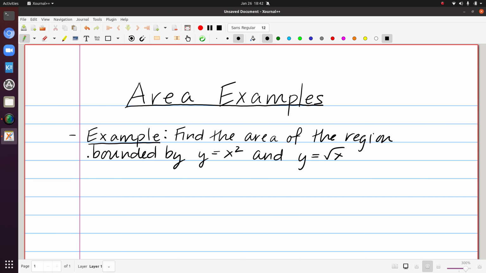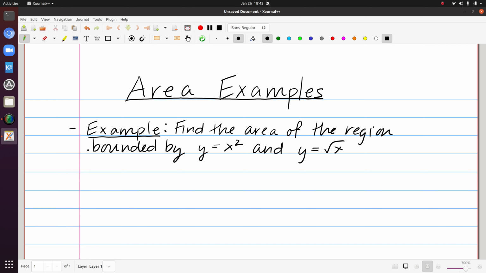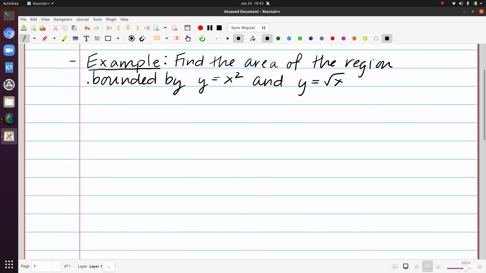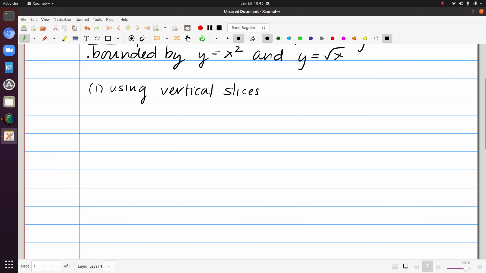Now we'll look at some examples in finding the area between bounding curves. So to start with, suppose I want to find the area between the curves y equals x squared and y equals square root of x. Let's first find it using vertical slices. And then second, we'll do that with horizontal slices.